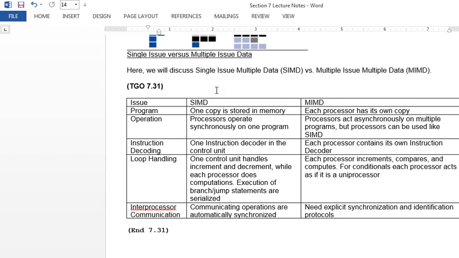We were talking about loop handler. Each processor increments, compares, and computes. So each processor has its own jump instruction. Each processor has its own branch instruction. Each processor has its own ALU. Each processor acts as if it is a uniprocessor, meaning it acts independently and only stops when the operating system tells it to.